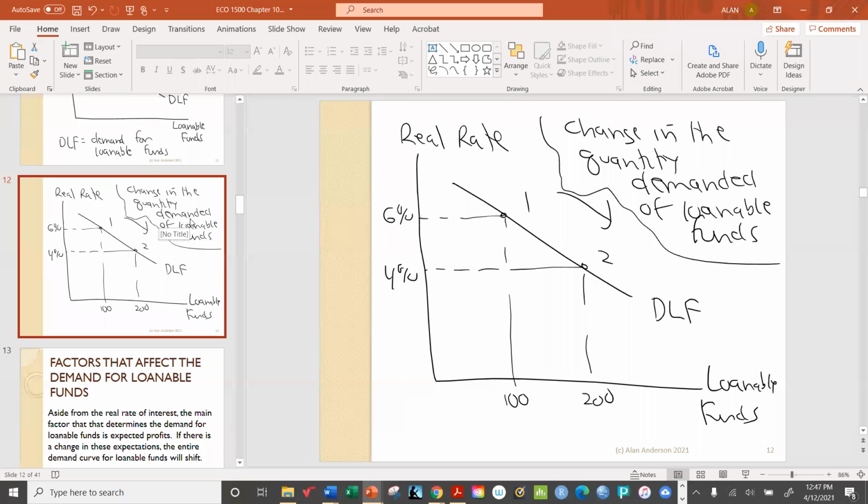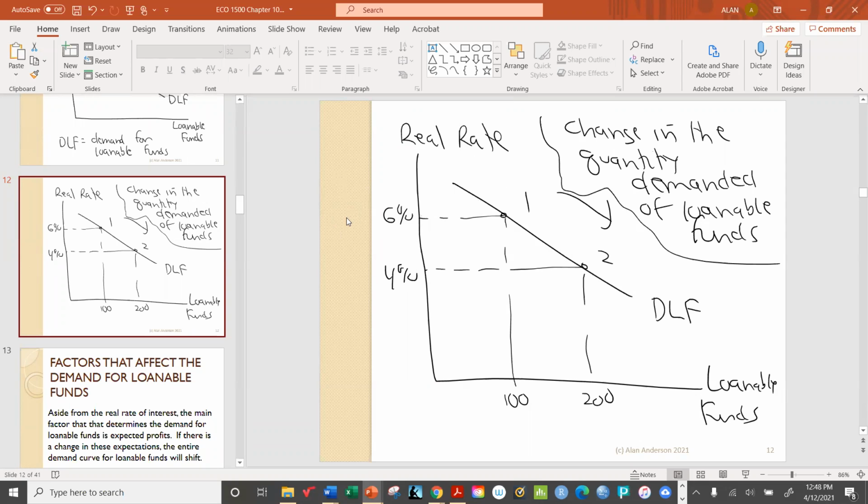But as we'll see in a few minutes, the entire curve can shift if anything other than the real rate changes. In that case, the entire curve has to shift. So once again, if the real rate changes, we'll just simply move up and down the same demand curve, and we'll have what's called a change in the quantity demanded of loanable funds.